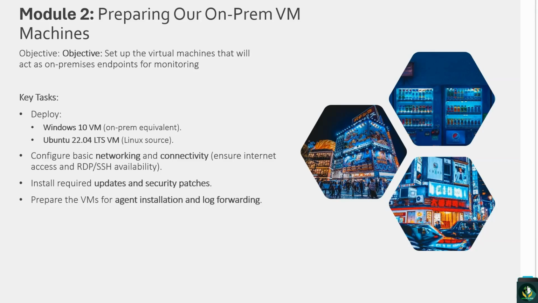By the end of this module, both virtual machines will be fully deployed, configured, and ready to onboard into Microsoft Sentinel. These machines will serve as the data sources for our lab, allowing us to simulate real-world monitoring, detection, and response scenarios. In the next module, we will move into Module 3, Onboarding and Log Validation, where we will install the Azure Monitor Agent on these virtual machines, configure data collection rules, and confirm that logs are flowing successfully into Sentinel. Let's go ahead and start with deploying our Windows 10 virtual machine first, followed by the Ubuntu 22.04 LTS virtual machine, and prepare them for connectivity and telemetry collection.